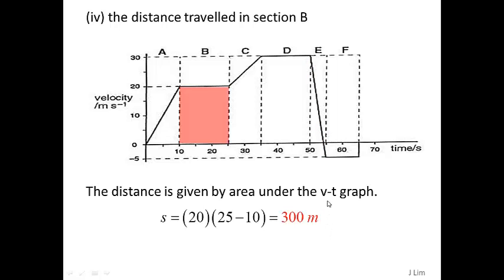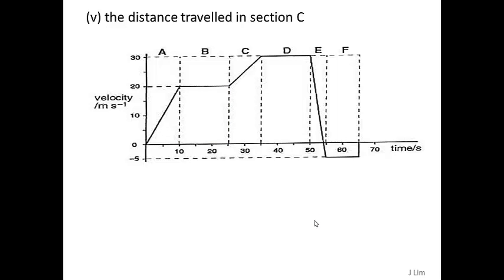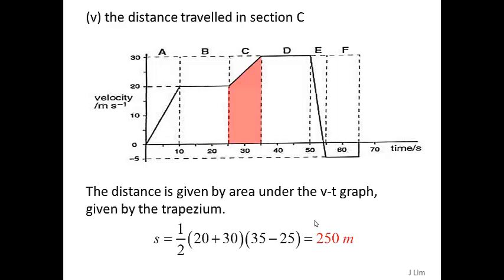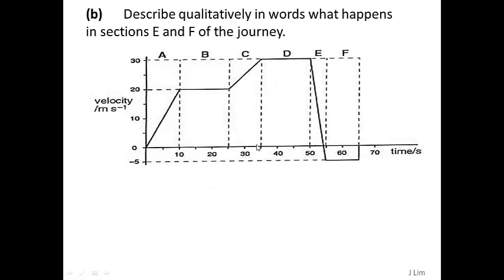The distance traveled in section B is given by the area under the graph. So this is a rectangular section, so we get 300 meters. The distance traveled in section C, same thing, is the area under the graph. This time it is a trapezium, so it's half times the sum of opposite sides multiplied by the height, which is 250 meters.